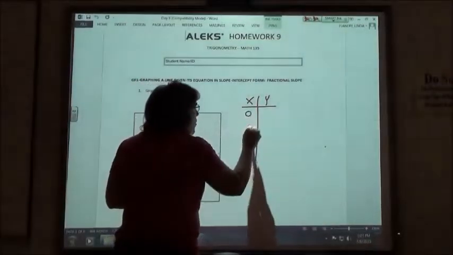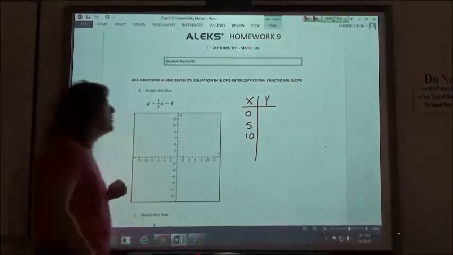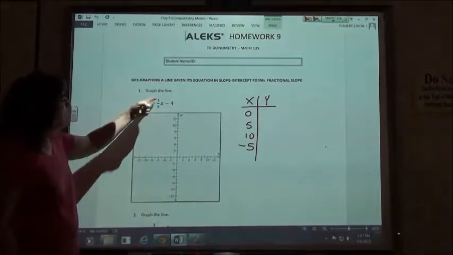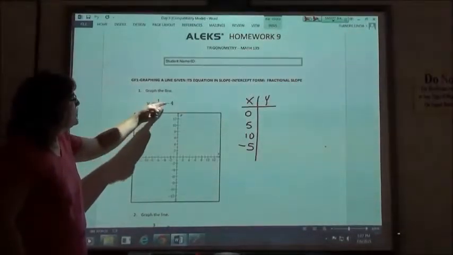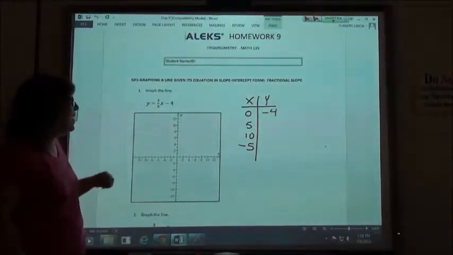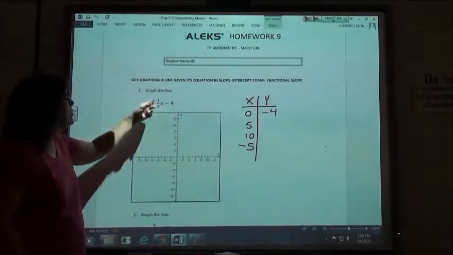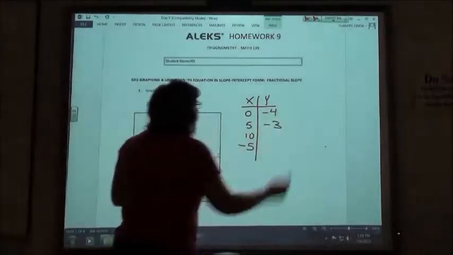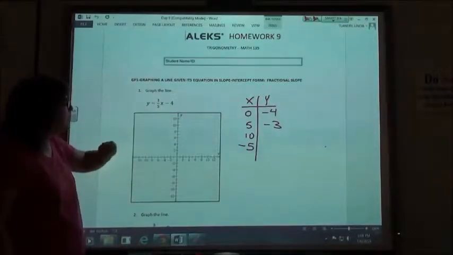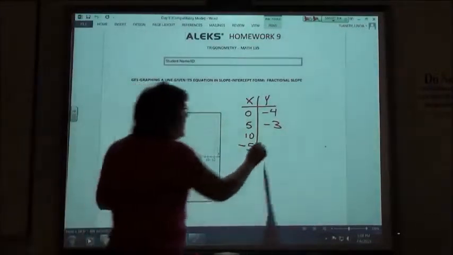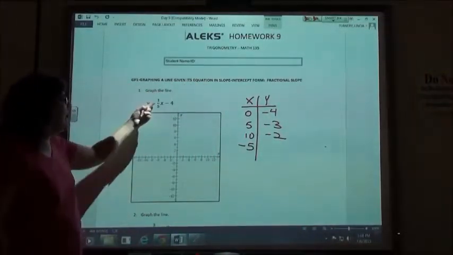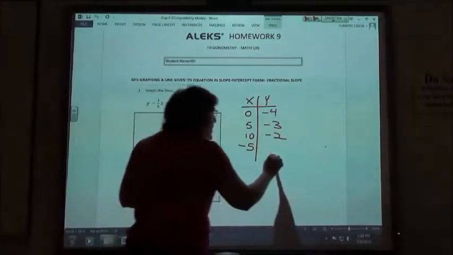So I might use 0, 5, and 10 when I put numbers in for x. You could also use a -5 if you want to. So 1/5 times 0 is 0. 0 minus 4 is minus 4. 1/5 of 5 would be 1 because the 5s would cancel out. So 1 minus 4 would be -3. 1/5 of 10 would be 2 because 5 goes into 10 twice. 2 minus 4 would be -2. And if I did 1/5 times -5, I'd get -1. -1 minus 4 would be -5.